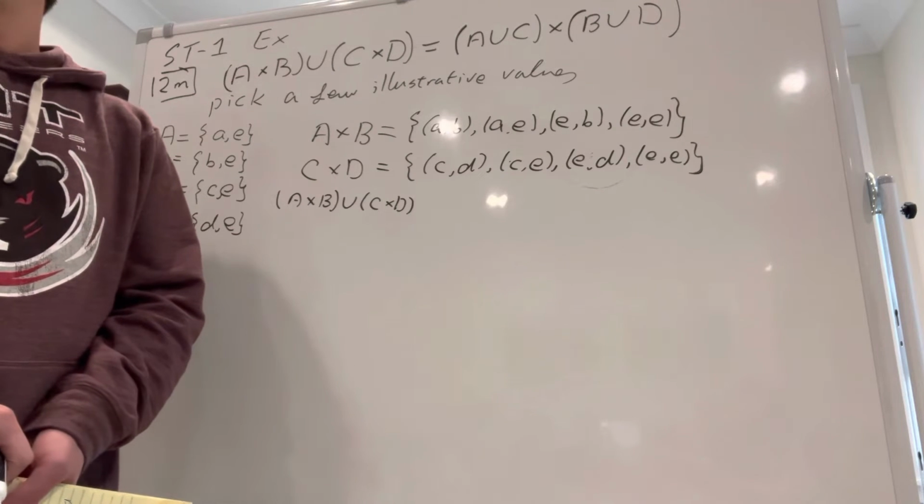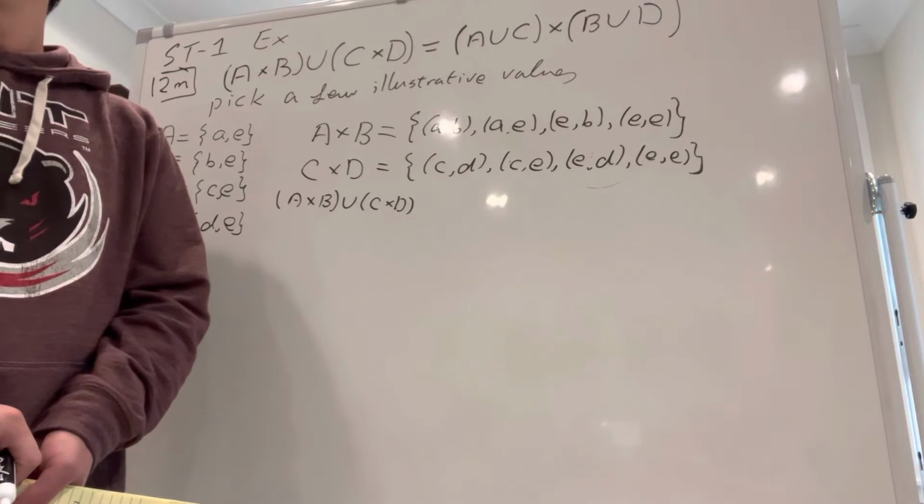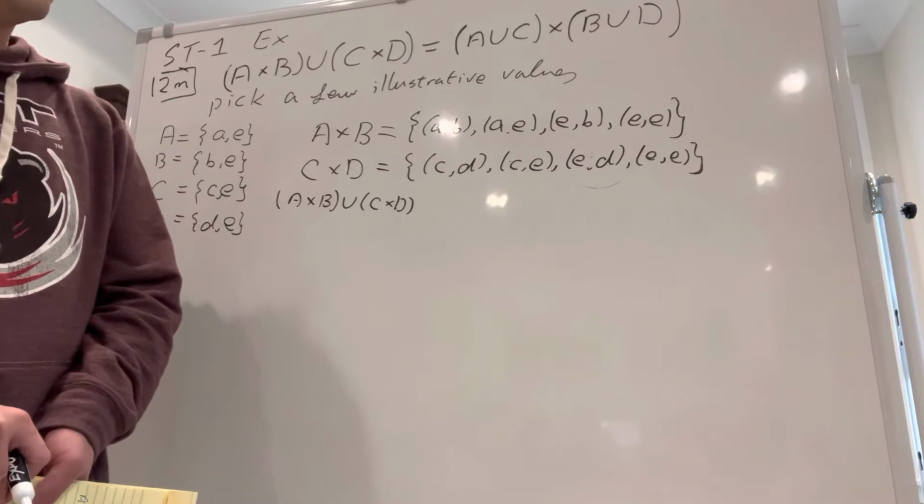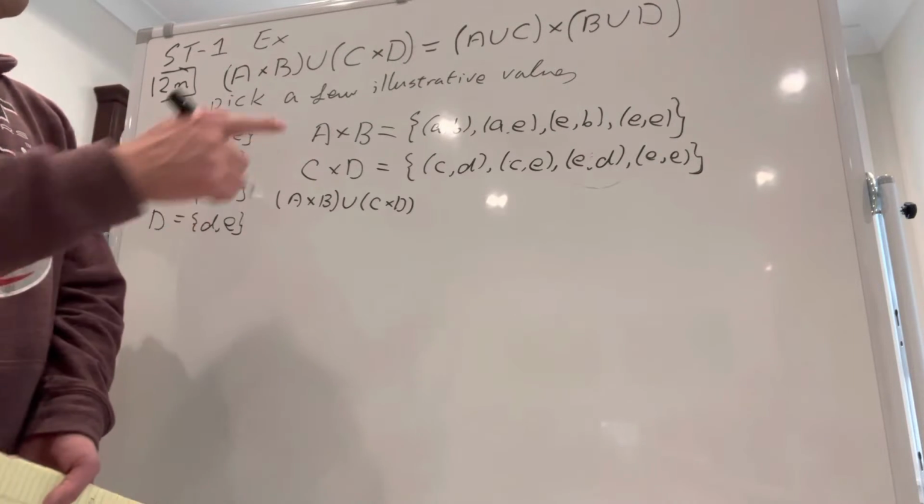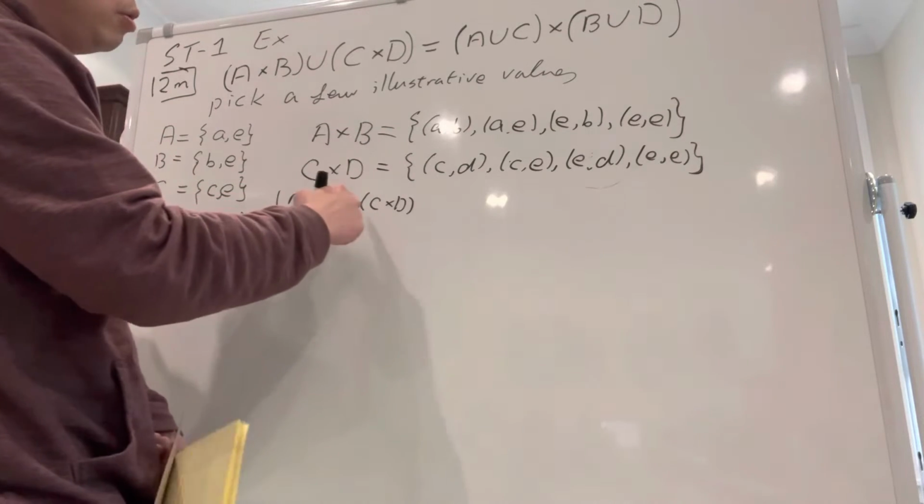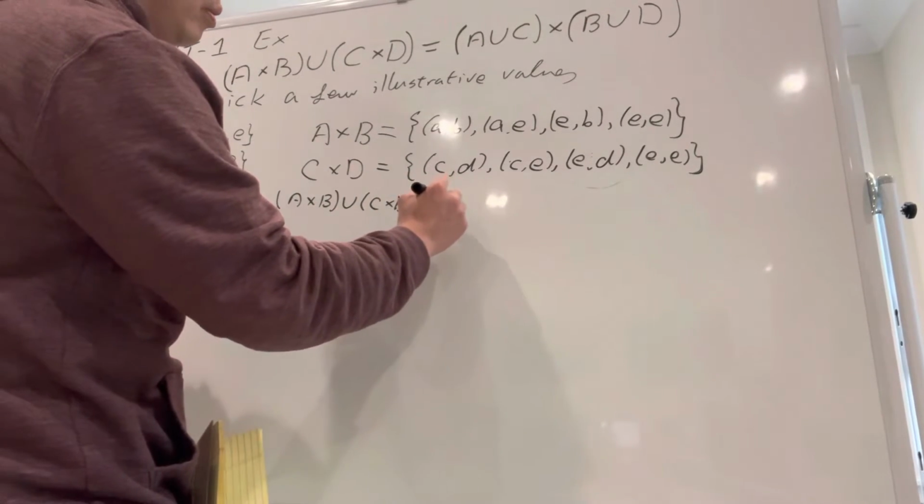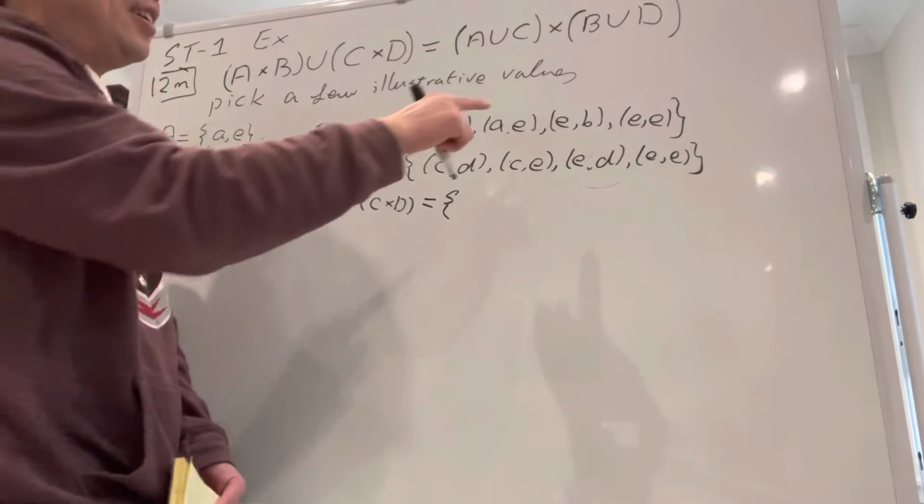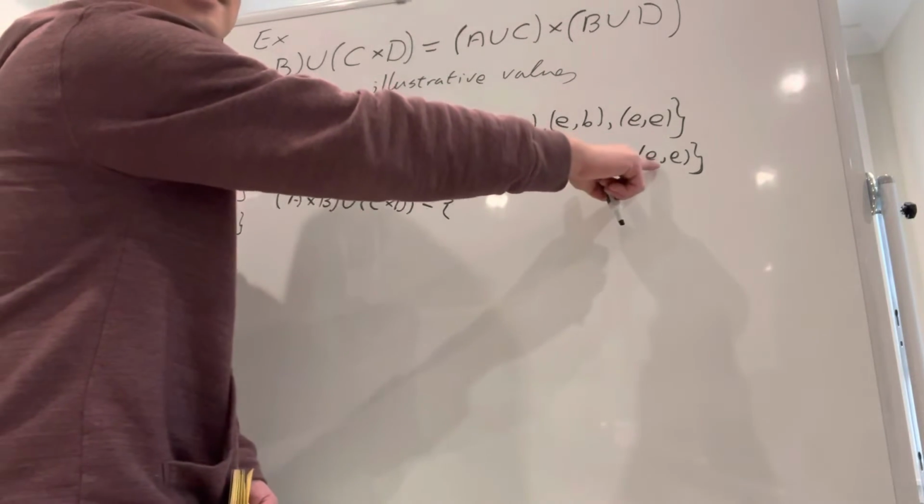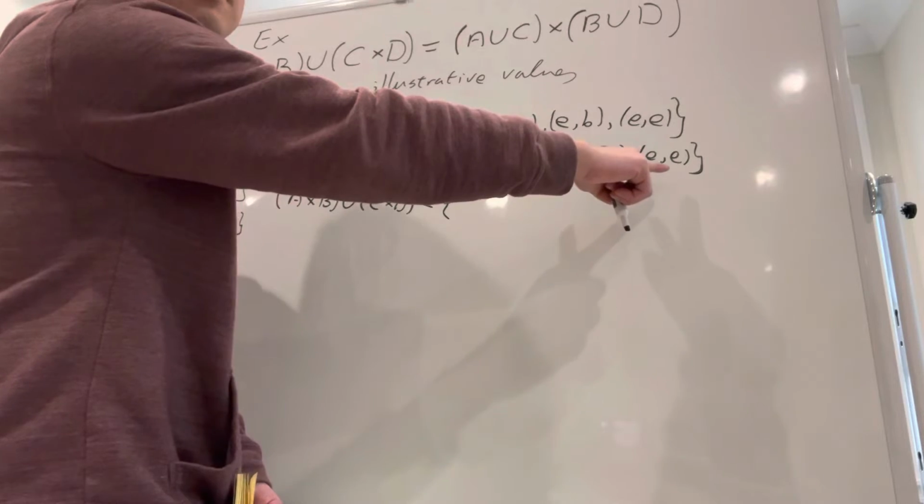When you look at these 8 items, does any item repeat? Yes. Which one? E. So there's only one. So therefore, when you union these two, I'm not going to write it, okay? Basically, it is everything, but one of them is eliminated.